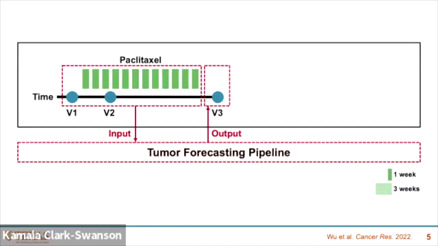But for this framework, we're right now only interested in the first section of this. So what we're going to do is use the visit 1 data to initialize. We want to calibrate to the visit 2 data. And then using our tumor forecasting pipeline, we want to make a prediction at visit 3 after treatment.